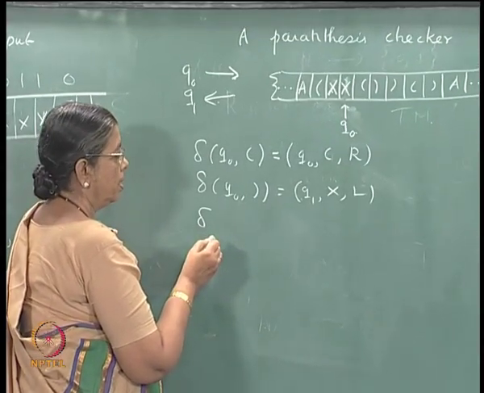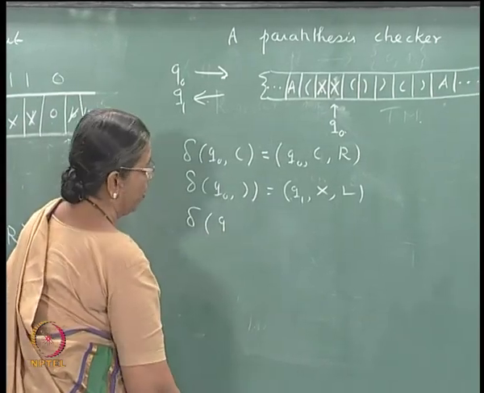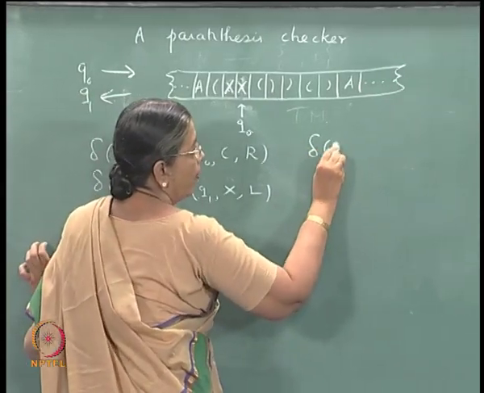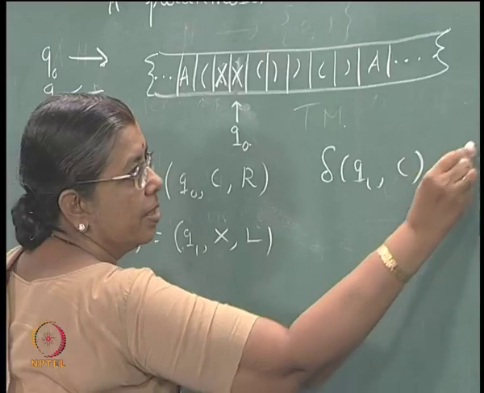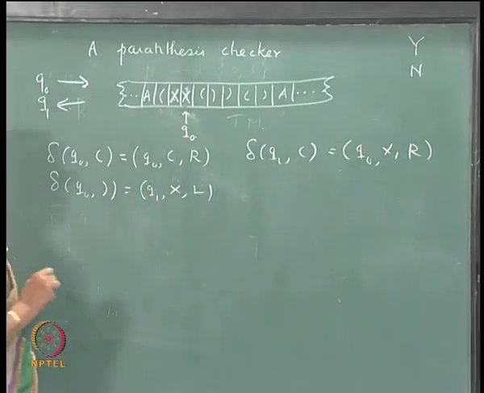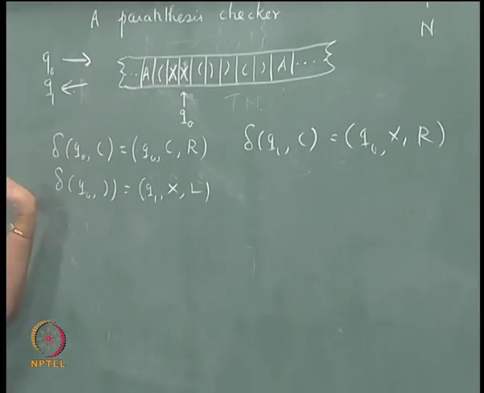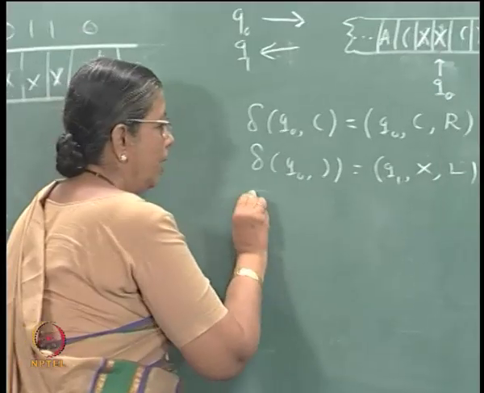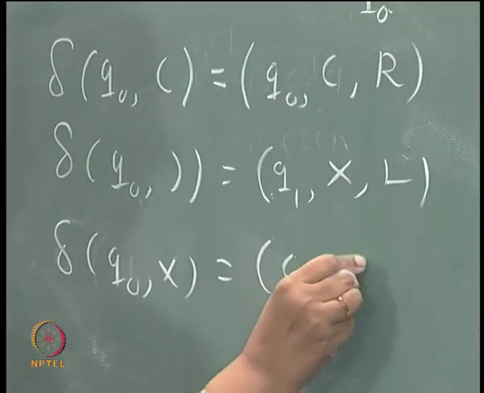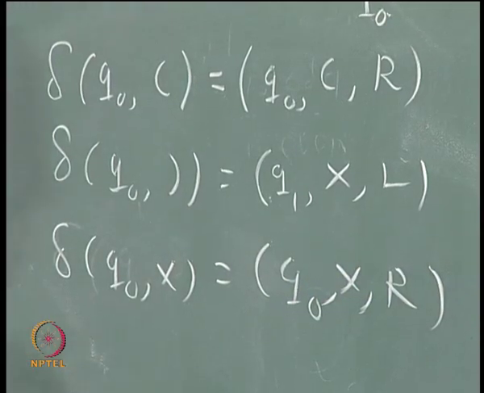So, that is q1. I will write for q1 here, delta of q1 left parenthesis is q naught x right. Now, when q naught sees x, it has to just traverse over the x. So, delta of q naught x is equal to q naught x r, it just moves right.